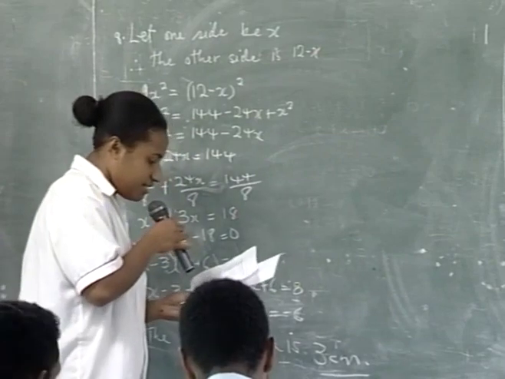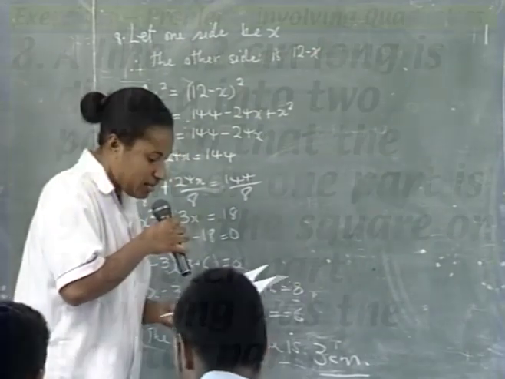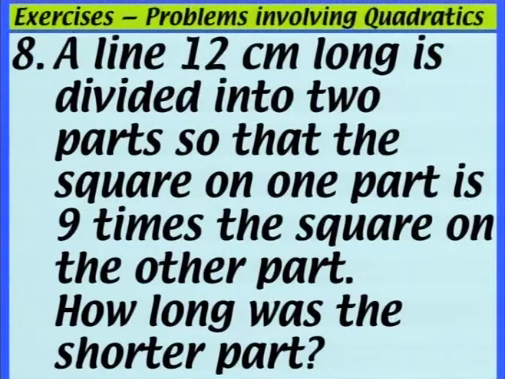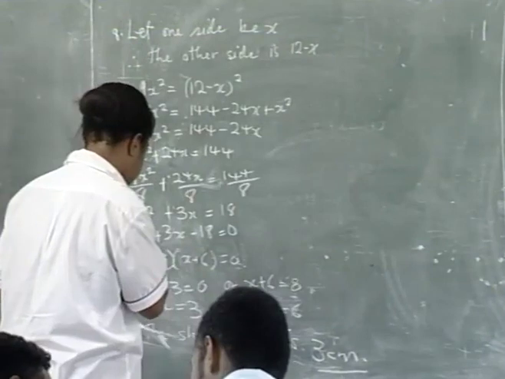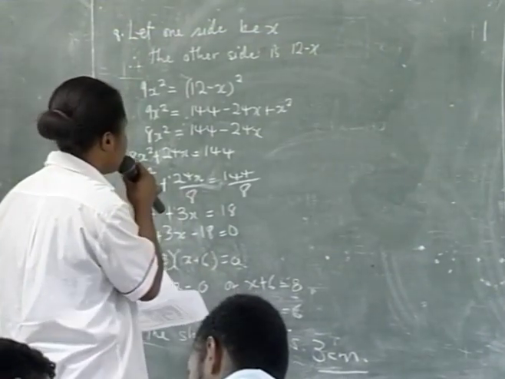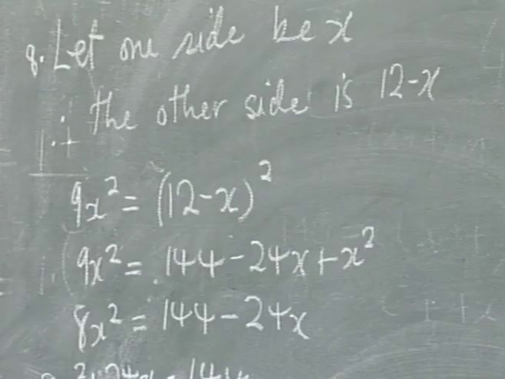Question number 8 reads, a line 12 cm long is divided into two parts so that the square of one part is 9 times the square of the other part. How long was the shorter part? We'll let the shorter part be x, and the other side is 12 minus x.